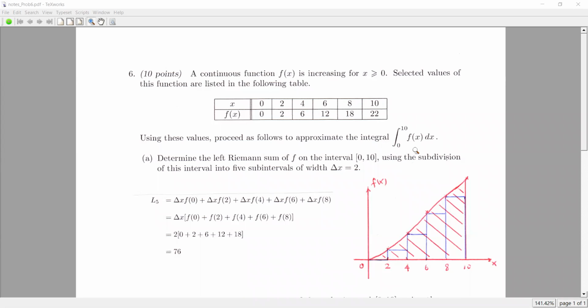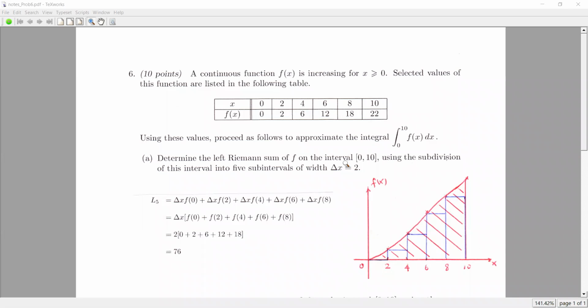This integral is the area of the shaded region here. This region is between the graph of function f, the x-axis, and between 0 and 10. Part A. Determine the left Riemann sum of function f on the interval from 0 to 10, using the subdivision of this interval into 5 subintervals of width 2.